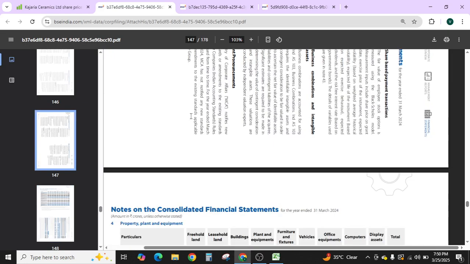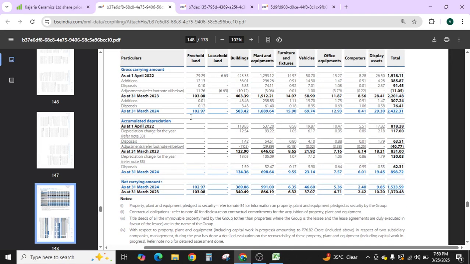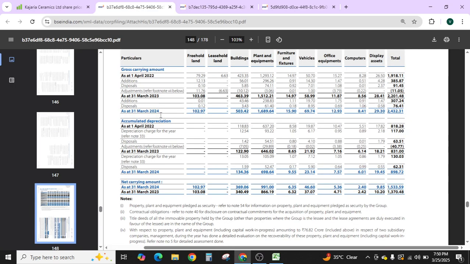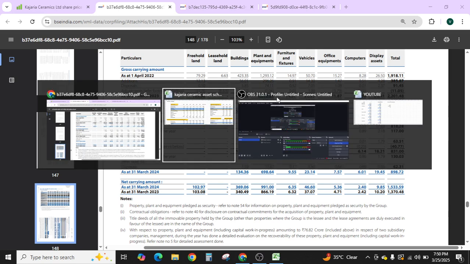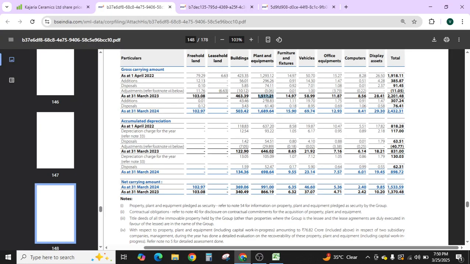I have opened which year. So yeah, it's fine. In 2024 we can calculate, we can get this. Freehold land for 2023 is 103. For leasehold land there is nothing. Building 464, plant and equipment 151.20, 463 point. This in for building, plant and equipment is 151, and the rest are all small line items. So the total is 2201, which you can also find here, 2201. So this is for gross block.